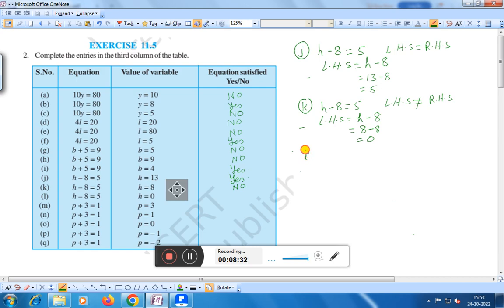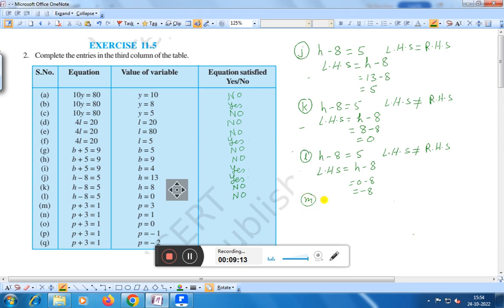Next question, L. L is h minus 8 equal to 5 again. Left hand side is equal to h minus 8. What is the value of h in L? The value of h is 0. That is 0 minus 8 is equal to minus 8. Therefore, left hand side is not equal to right hand side. Therefore, the answer is no.